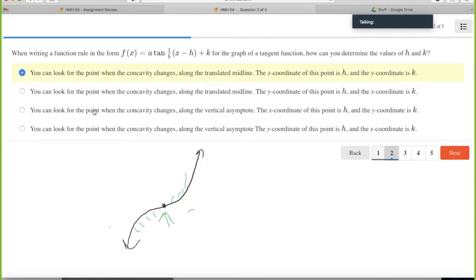Actually, that sounds pretty good. You can look at the point when the concavity changes along the translated midline. The y-coordinate of this is h. No, because remember, h is left and right, k is up and down. You can look at when concavity changes along the vertical asymptote. You're not going to have a line on a vertical asymptote. You can look for the point at which concavity changes along the vertical asymptote. I'm going to stick with that one.